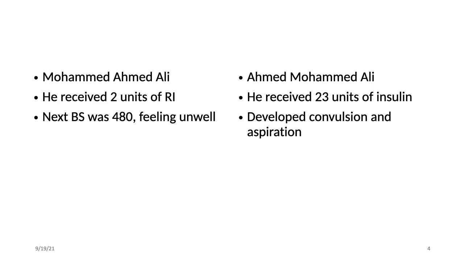Muhammad Ahmed Ali, the first patient, unfortunately received only 2 units. He received the dose that was supposed to be given to the other patient, and this didn't correct his blood sugar, and a subsequent blood sugar check showed 480, so the blood sugar increased. While the second patient received a higher dose, instead of 2 units he got 23 units, and he developed convulsion and aspiration.